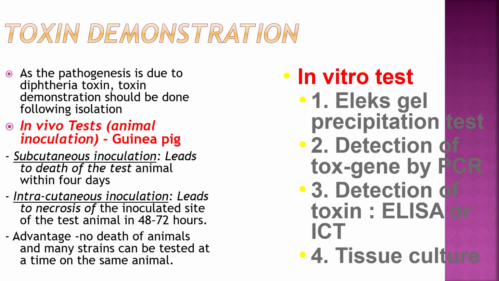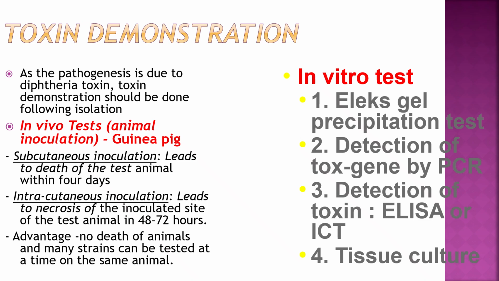Now the next step is toxin demonstration. It can be an in vivo or in vitro test. In vivo is by use of an animal, that is the guinea pig. It is of two types, subcutaneous inoculation or intracutaneous inoculation. In subcutaneous inoculation, it leads to death of the test animal within 4 days, so this method is not used. The second method is intracutaneous inoculation. There is necrosis at the site of injection within 48 to 72 hours, and there is no death of the animal, and many tests can be done at the same time in the same animal. This is the advantage.